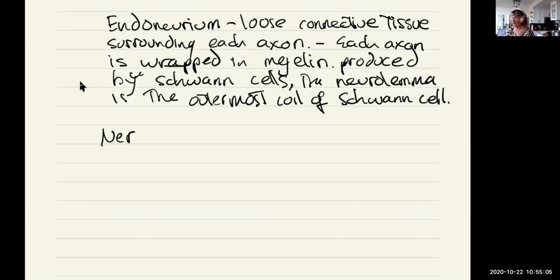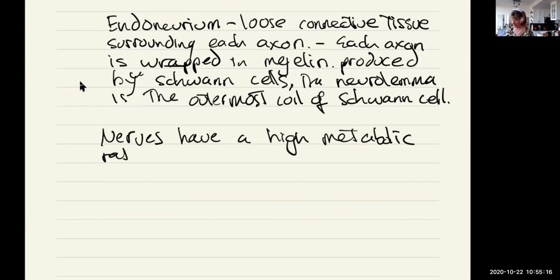And nerves have a very high metabolic rate, so they need a plentiful blood supply.